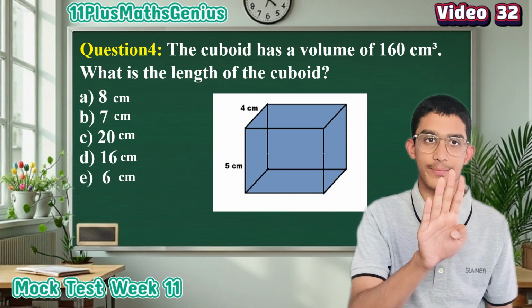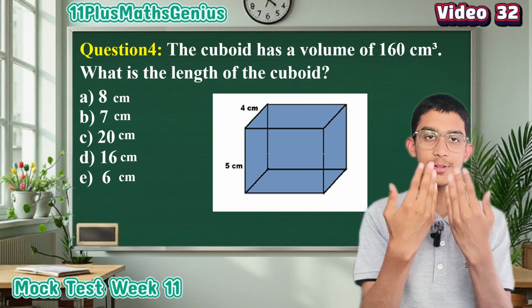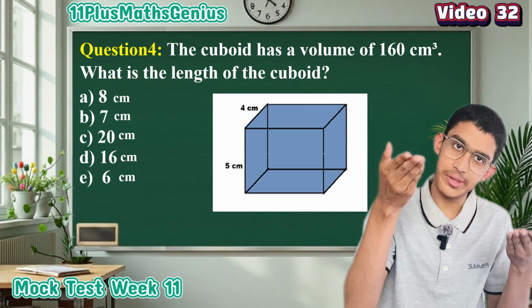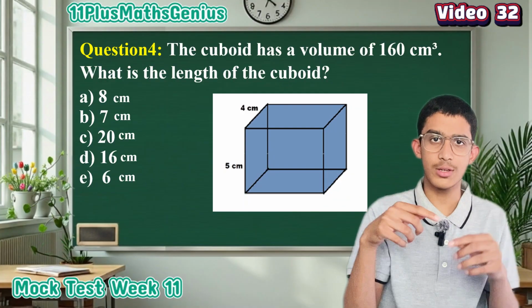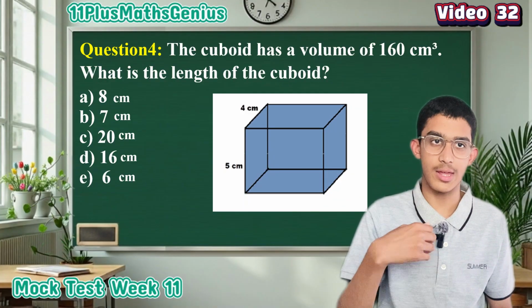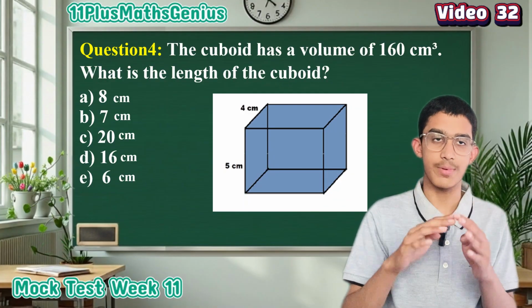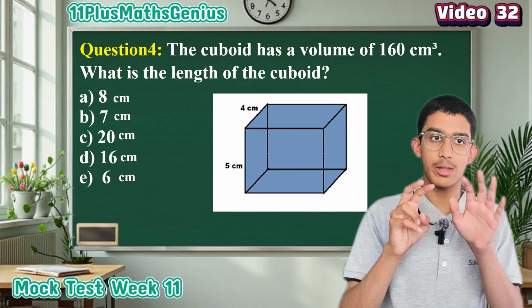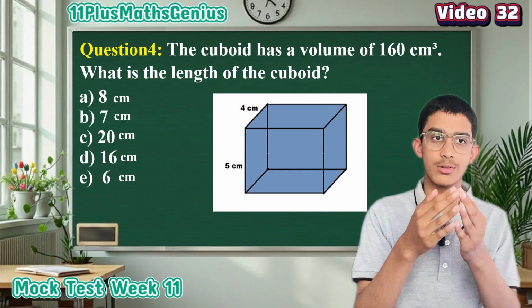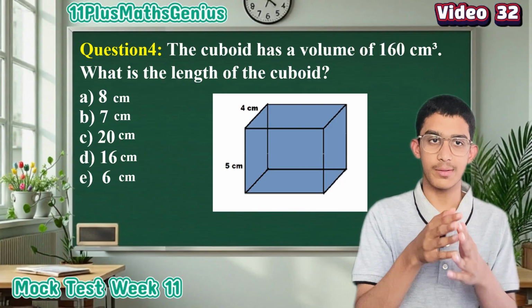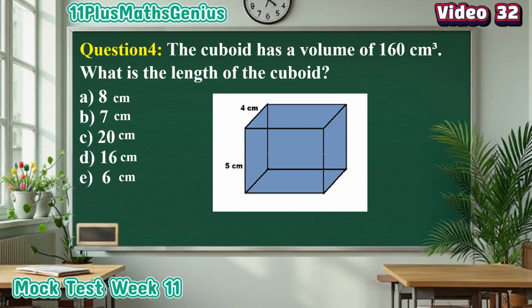Question 4. The cuboid has a volume of 160 centimeters cubed. What is the length of the cuboid? Is it A. 8, B. 7, C. 20, D. 16, or E. 6? We know the height and the width, but we don't know the length.